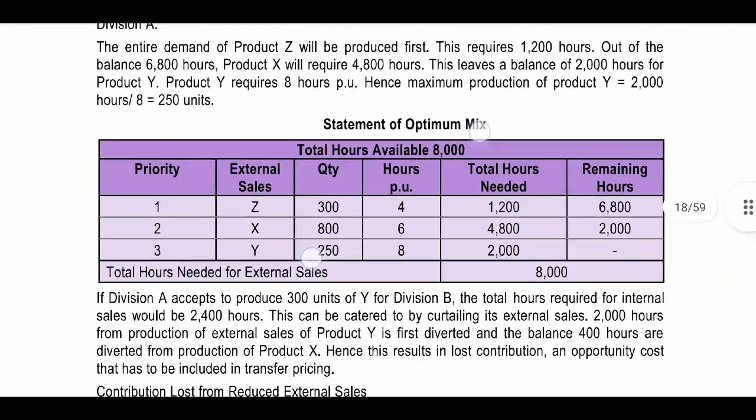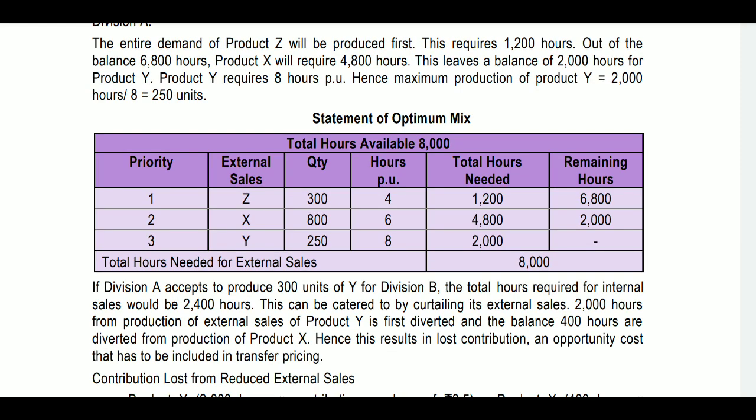Statement of optimum mix: Z, X, Y. Z is first rank, 300 quantity, 4 hours per unit, so 1200 hours required, and from the amount we have, 8000 hours minus 1200, the remaining hours will be 6800. Next, X quantity will be 800, hours per unit will be 6 hours, and total hours needed is 4800. So 6800 minus 4800 is 2000, that is the remaining hours.